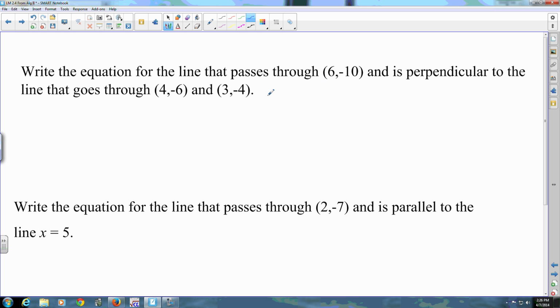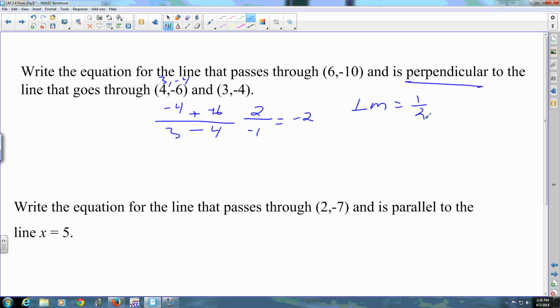It passes through this point and is perpendicular to that line. So I've got to find the slope. I'm going to write one over the other, 3, negative 4, so negative 4, negative 6. So I've got 2 over 3, 4, negative 1. So I got negative 2. I want perpendicular. So my perpendicular slope is positive 1/2. This is the point I want to push it through. So you're almost done.